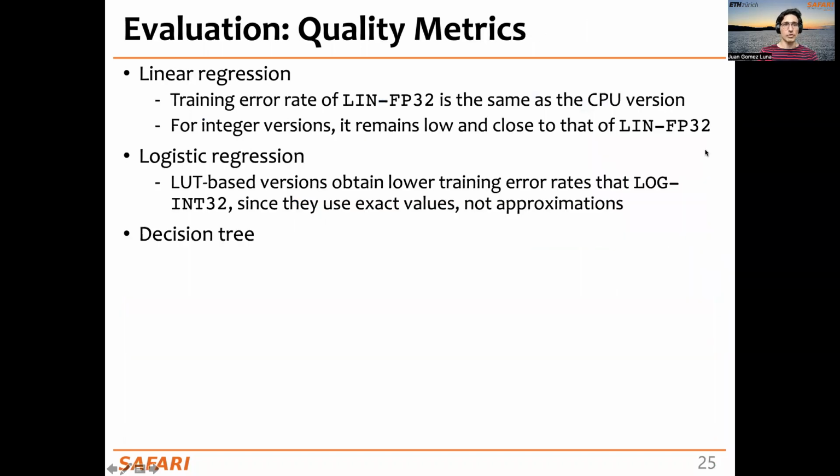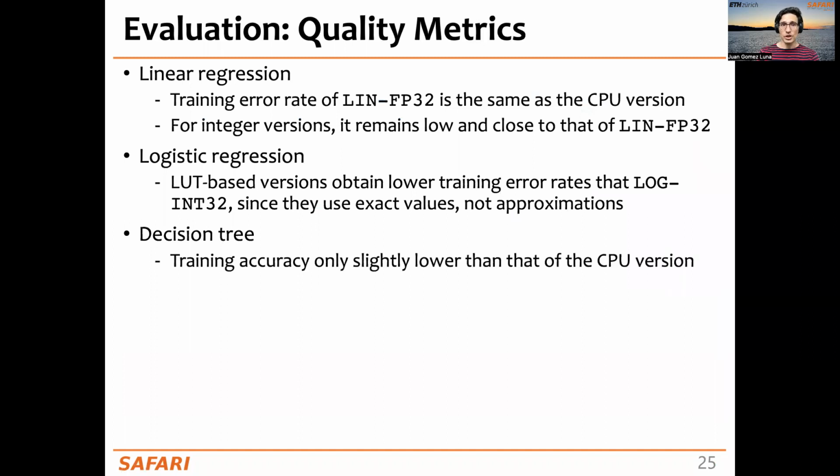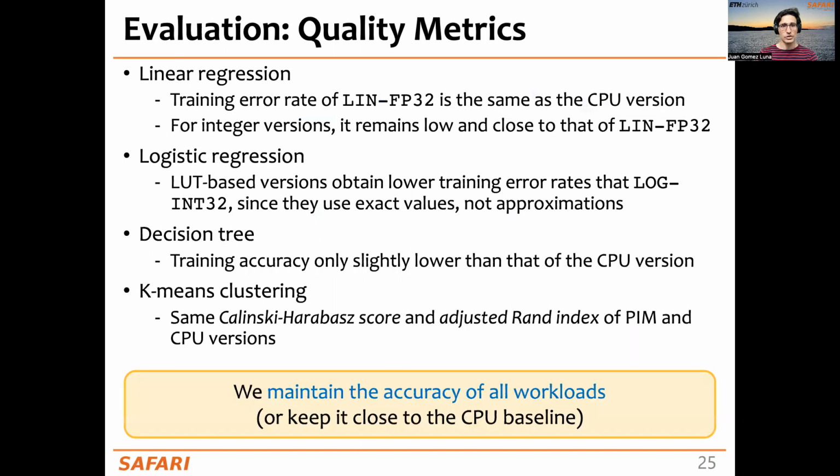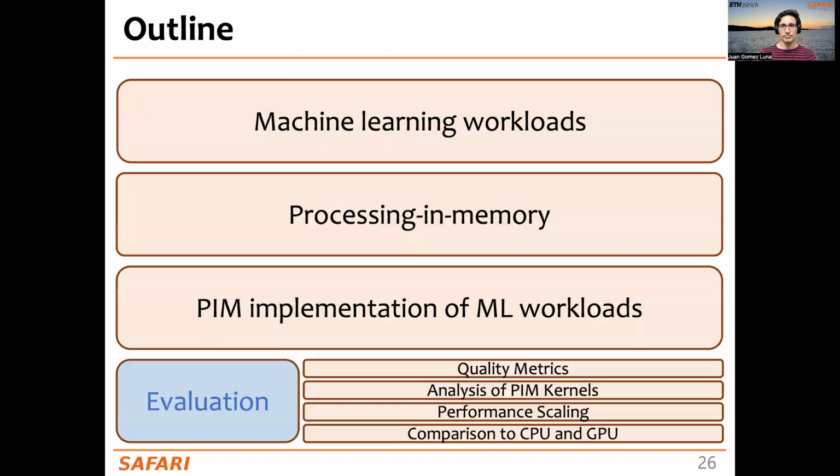So these are for linear and logistic regression. For decision tree, we observe training accuracy that is only slightly lower than that of the CPU version, and for K-means clustering, they have the same scores and indices for the CPU and the PIM versions. So in summary, we can say that we maintain the accuracy of all workloads in the PIM system, or at least we keep it close to the CPU baseline.